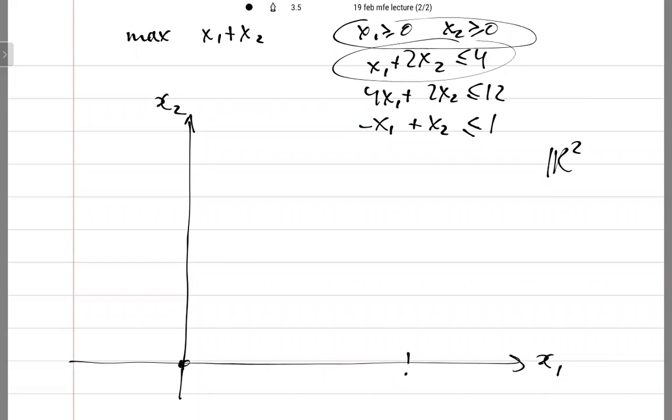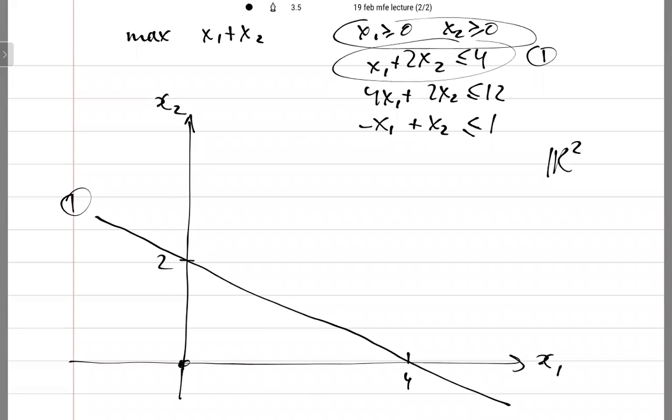So x1 is 4, x2 is 2. This is the first line. And as x1 plus 2x2 is less than 4, I should choose the part of the plane that contains the point 0, 0. We may check which part of the plane we need just by checking the 0, 0 point, whether the inequality is satisfied at 0, 0, or not.